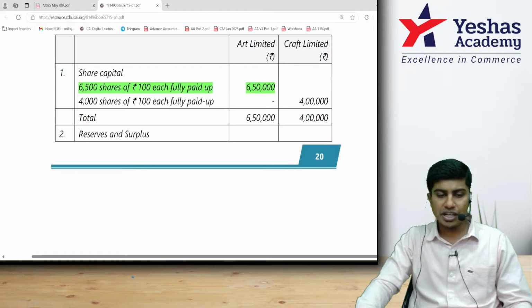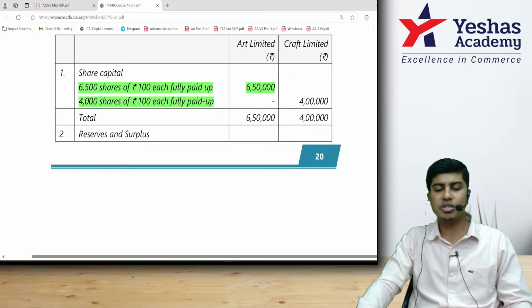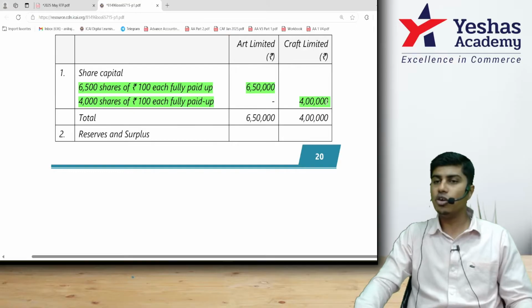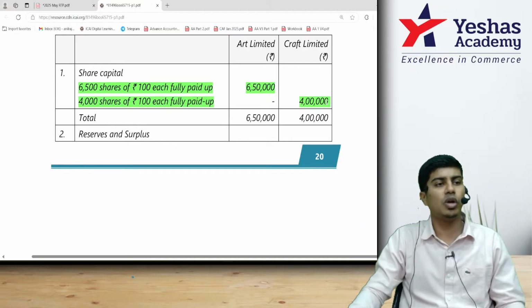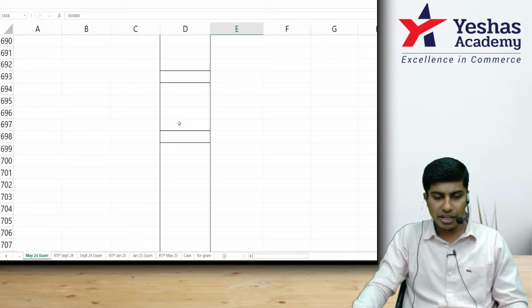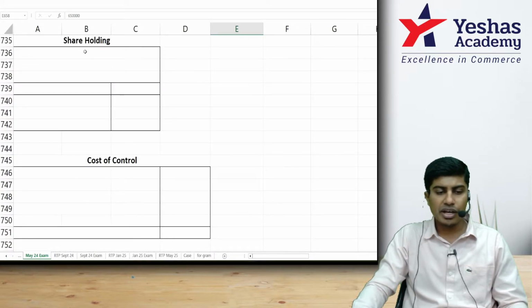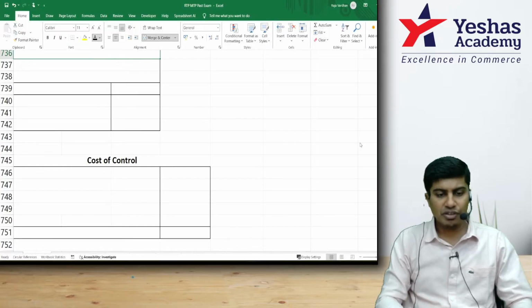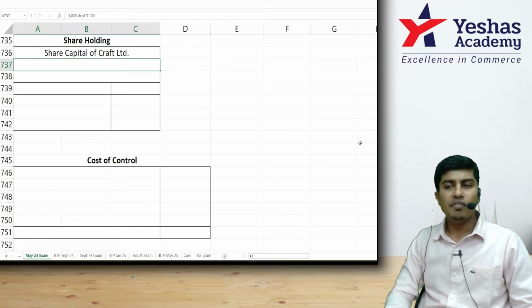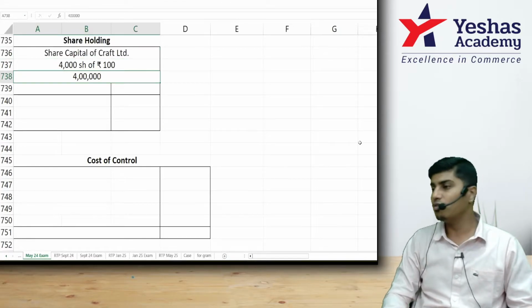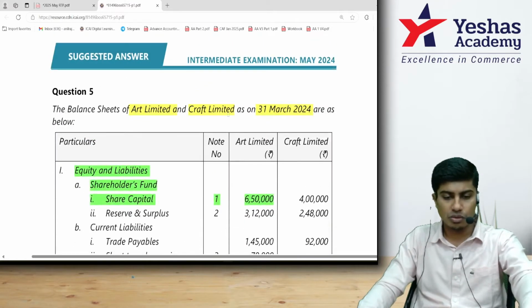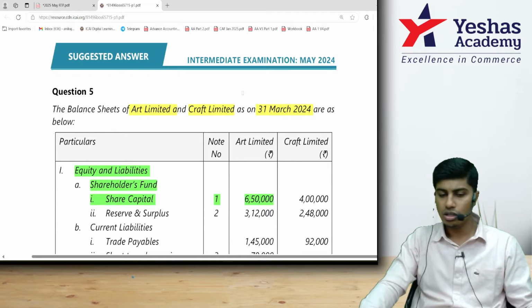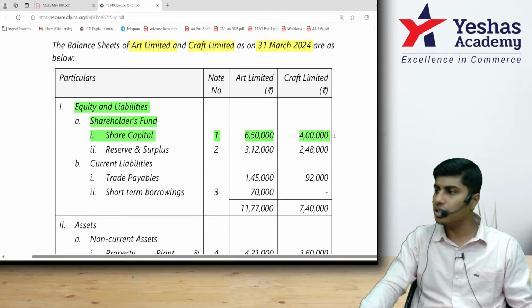Then we have subsidiary share capital, which is 4,000 shares of rupees 100 each, 4 lakh. This will not be taken straight away to the consolidated balance sheet. This has to be split between holding and minority. So I will bring you to my notes to accounts, wherein I will write share capital of Craft Limited, who is my subsidiary, which is 4,000 shares of rupees 100 each, coming to 4 lakh. How many shares of this are held by the holding company? We don't know it right now. Do we know it? No. We'll get to know later. So this 4 lakh is done.